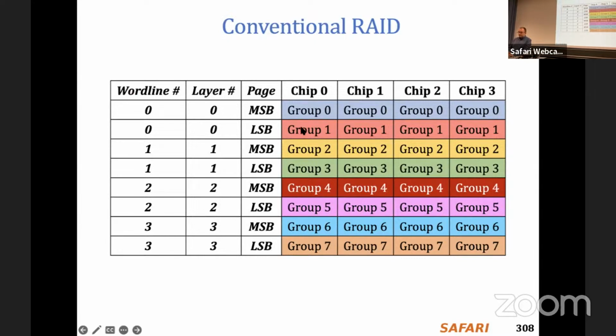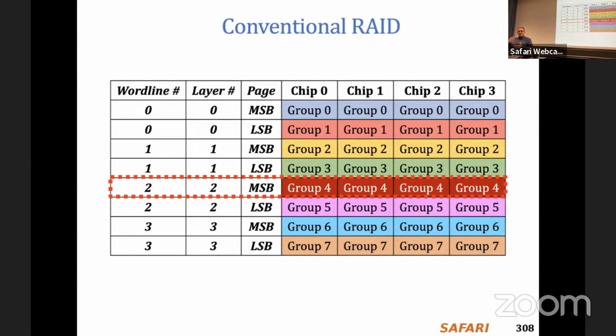So if you group chips that are in that layer, if you group them like this, it's not very intelligent, because once you have errors, you cannot really fix them, because all the data that have worst-case errors are grouped together. So you don't want to do that.